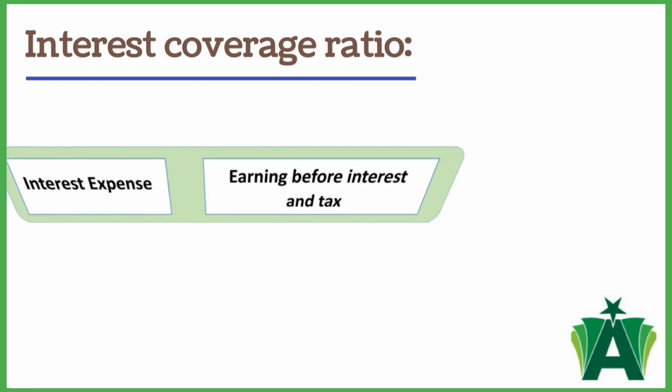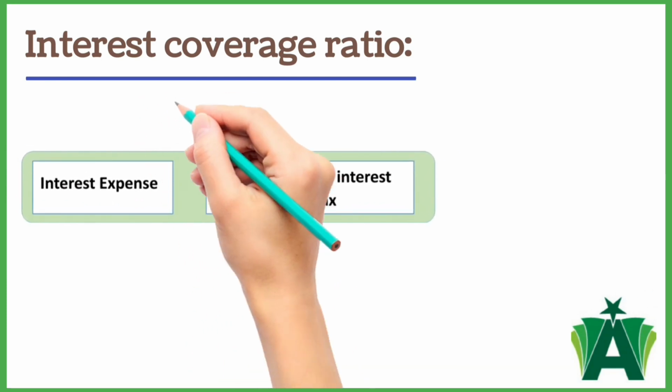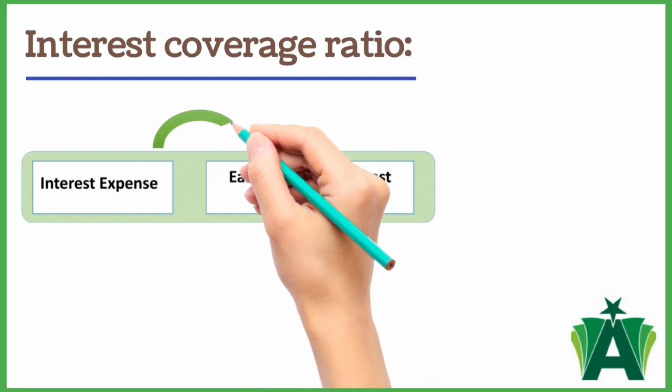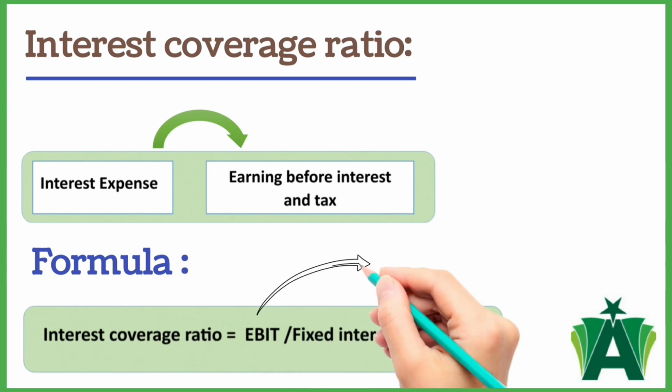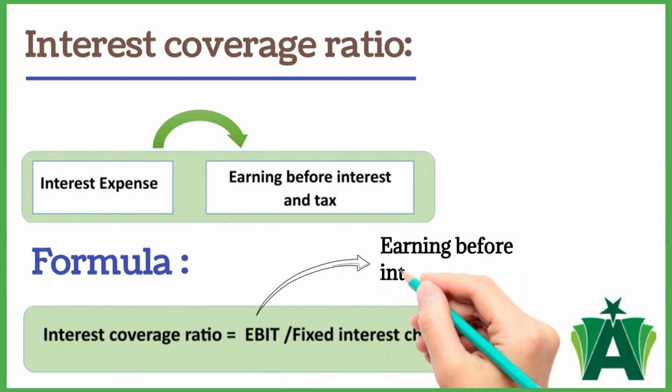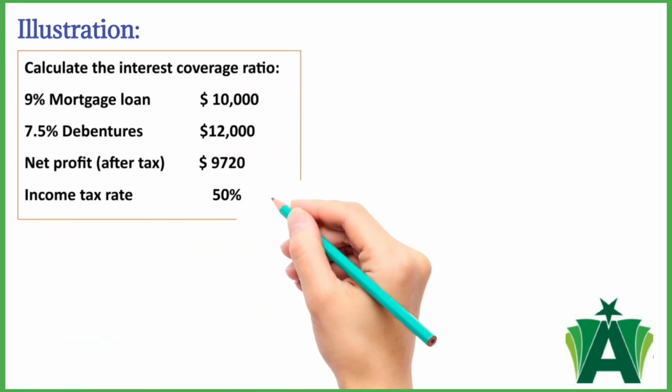The interest coverage ratio is a financial metric that measures a company's ability to cover its interest expense with its earnings before interest and taxes. This ratio is calculated by dividing earnings before interest and tax by fixed interest charges. From the following, calculate interest coverage ratio.